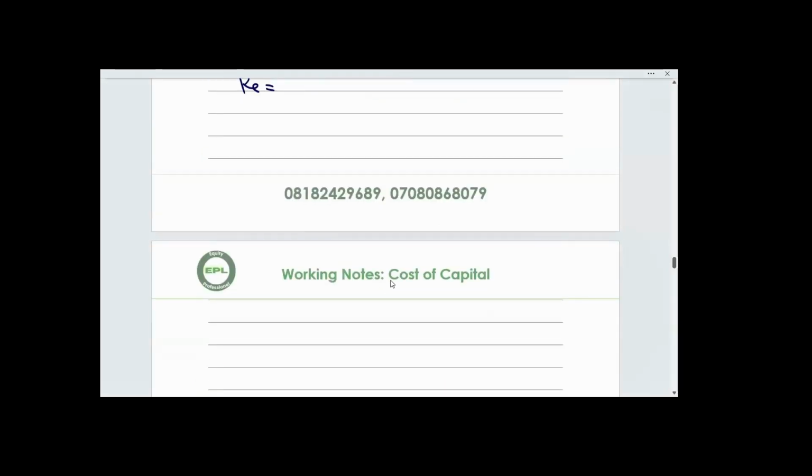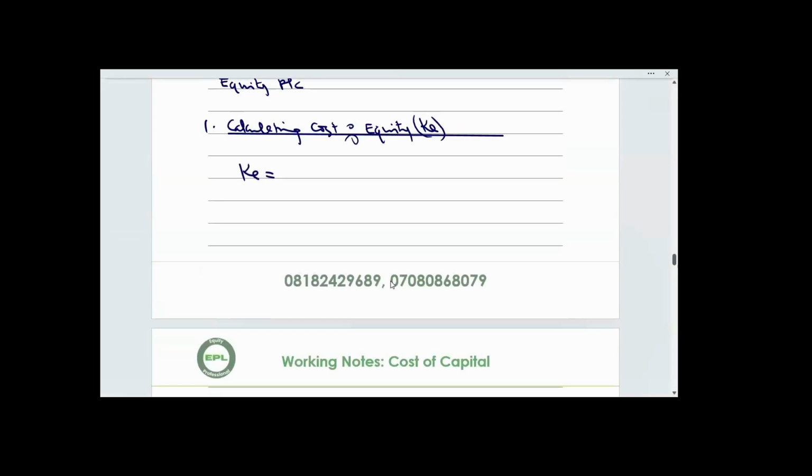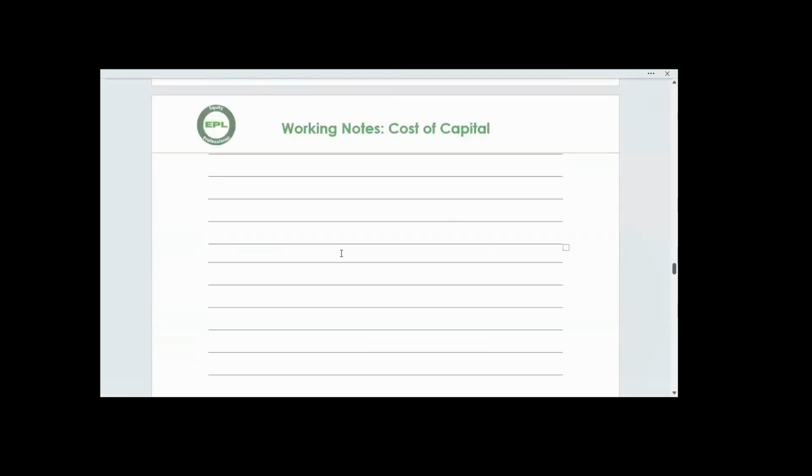So I will do my working. This is for cost of equity, cost of debt, weighted average cost of capital. Let's say our workings will start from here. Okay. Working number one, we want to calculate our growth rates, which is G.